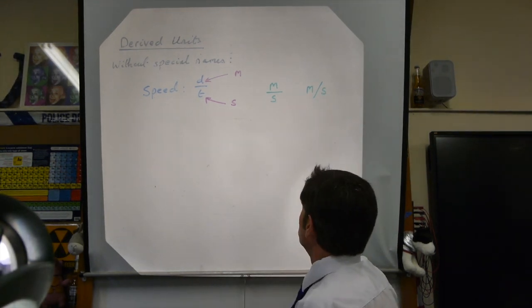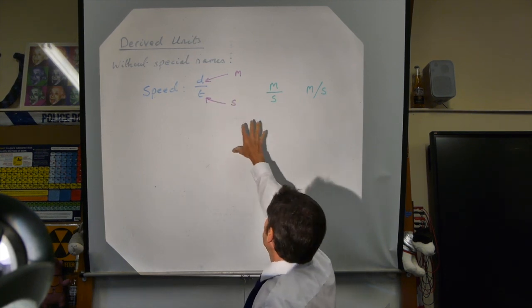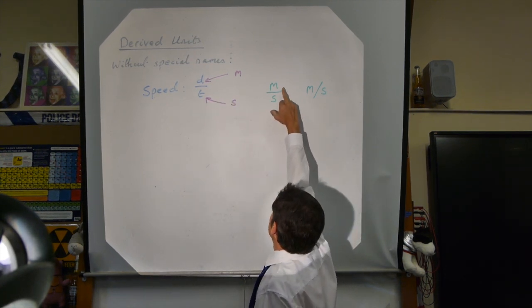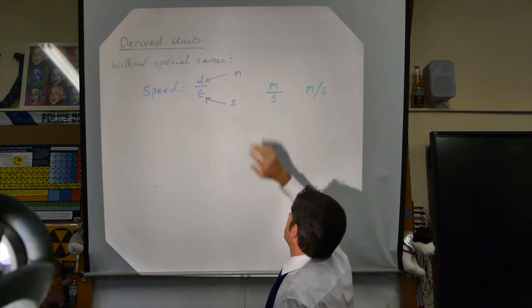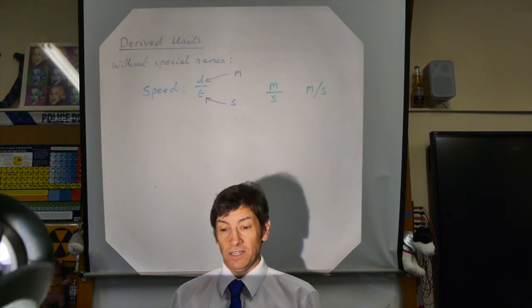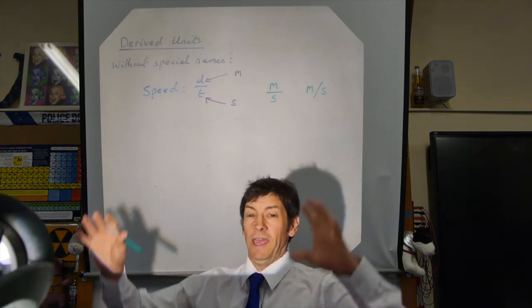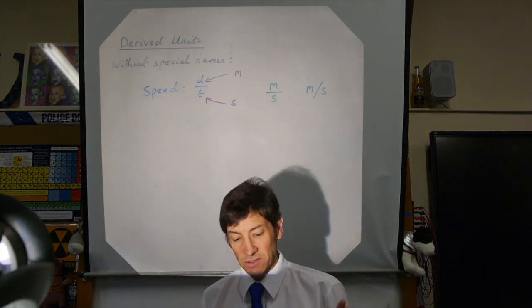Okay, so that's simple GCSE, but you can see speed has a derived unit taking 2 base units and dividing one by the other and saying that speed is measured in meters per second. It doesn't have a name. It's not named after a famous physicist, or it's not called FJs or something like that. It's just meters per second.